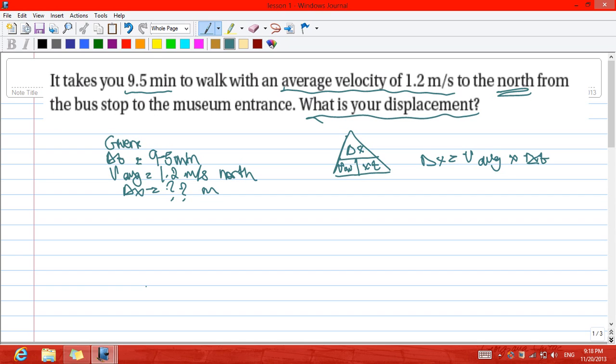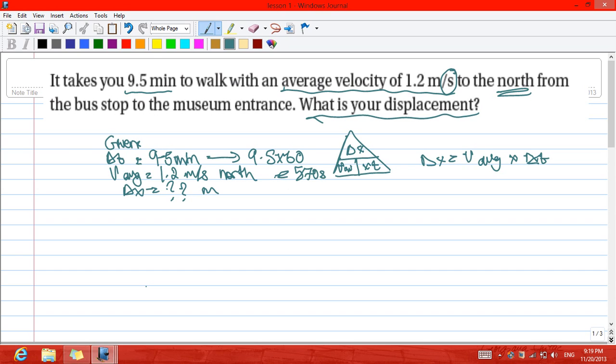Now for the V average, if we notice that we have 9.5 minutes and the velocity here is in seconds. So the most important step is that we have to convert it. If we're going to convert from minute to second, what should we do? We should multiply by 60. So 9.5 times 60 equals, using the calculator of course, 570 seconds. So that's the new time that we should use.